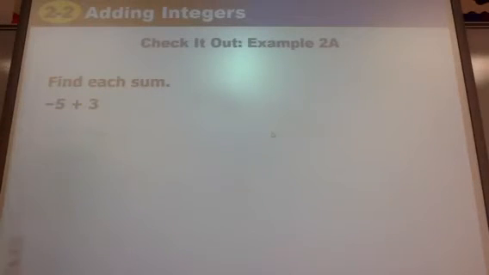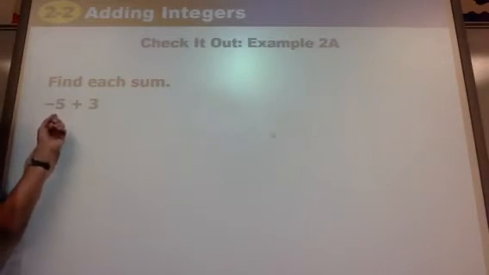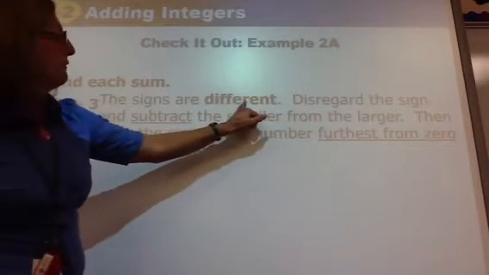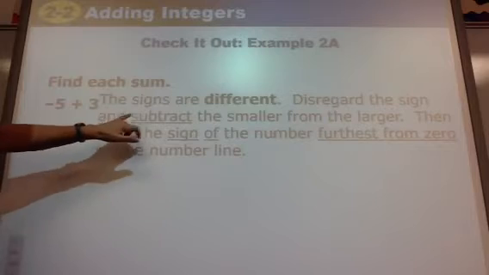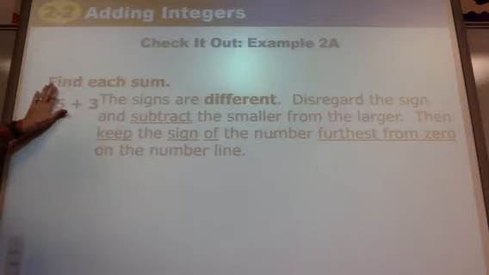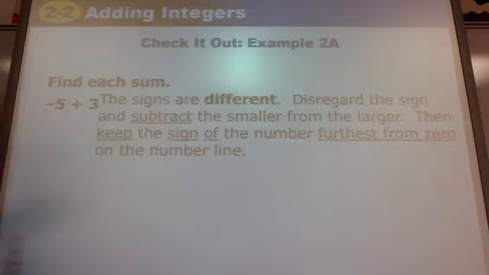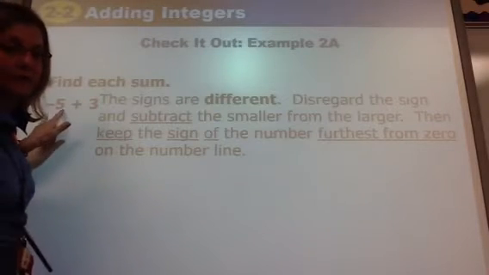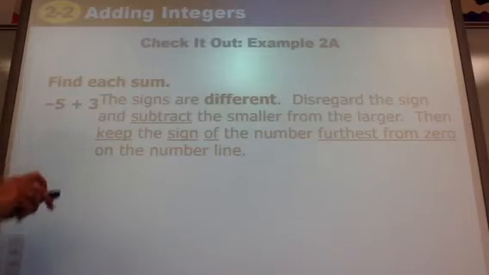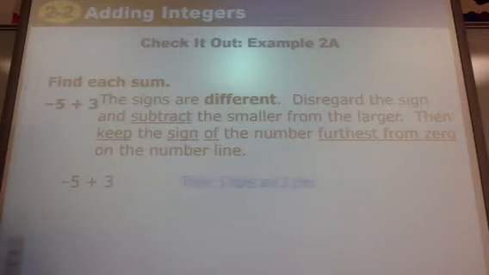So we're going to find each sum, and we're going to use the rules. Okay, so here we have different signs. So we're adding with different signs, and so we've got to subtract these two numbers without regard to the sign. So we're actually going to take 5 minus 3, and we get 2. Then, which number is furthest from 0 on the number line? Well, -5, of course, is. So we're going to keep that sign on the 2, so my answer is going to be -2.